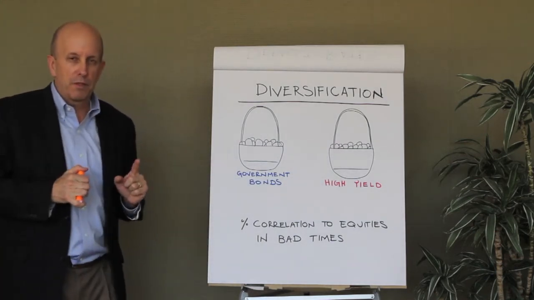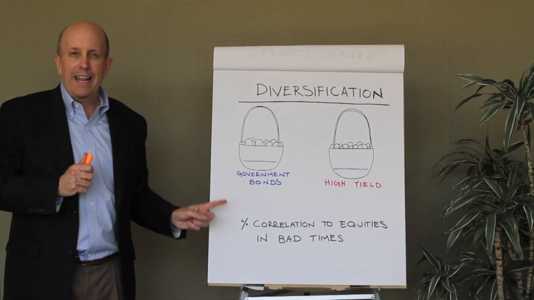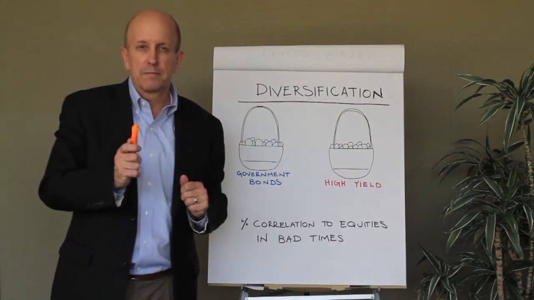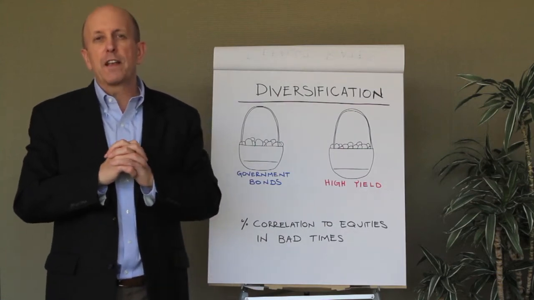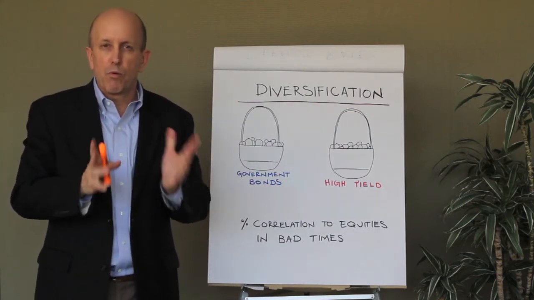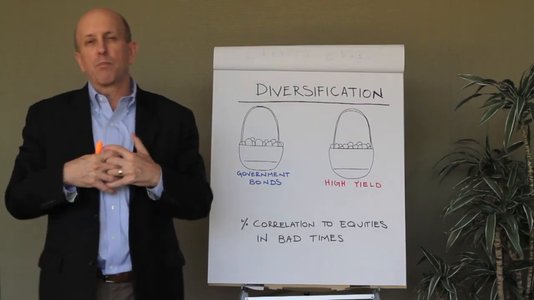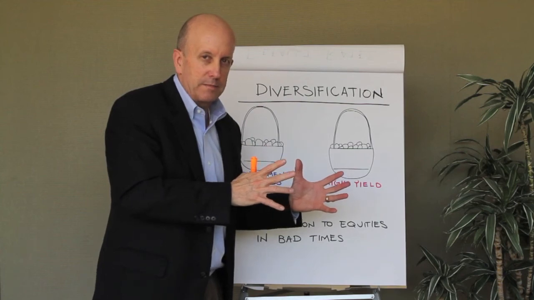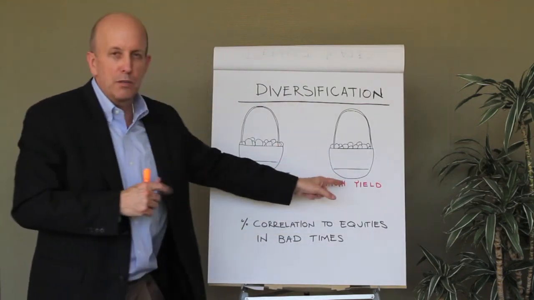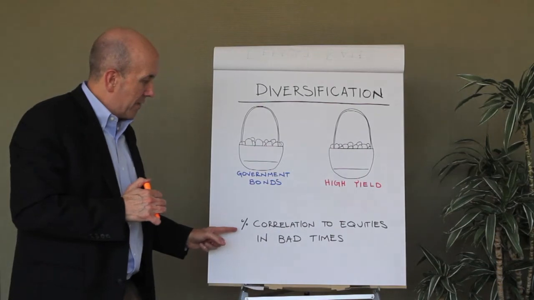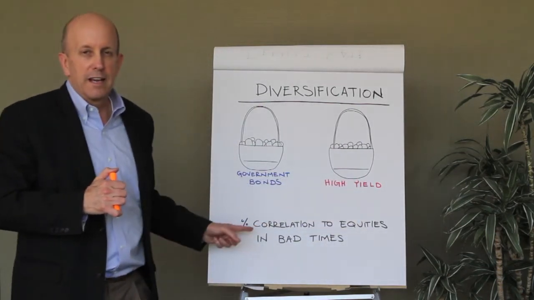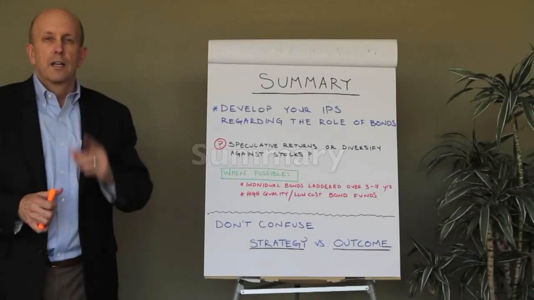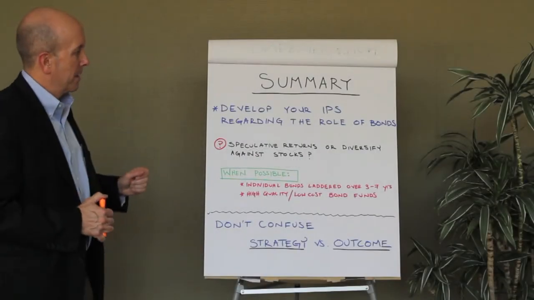Here is the real problem with high yield bonds. They have about an 80% correlation to equities in bad markets. And here's where we get to the foundation, the fundamentals of the purpose of bonds in a portfolio. We view bonds in a portfolio as a way to diversify away from the risk of equities. So if I have high yield bonds and they correlate 80% to equities, I haven't diversified away my risk of equities. So let me summarize what we've talked about.